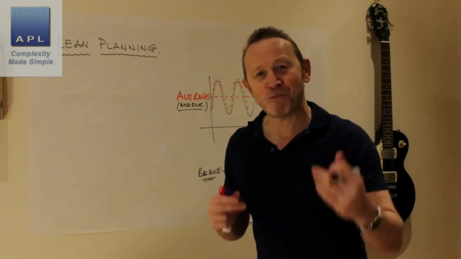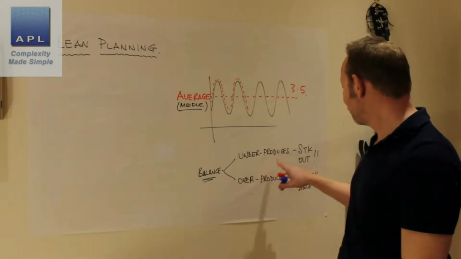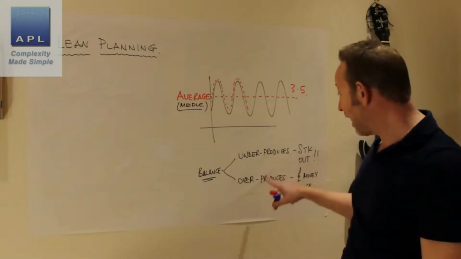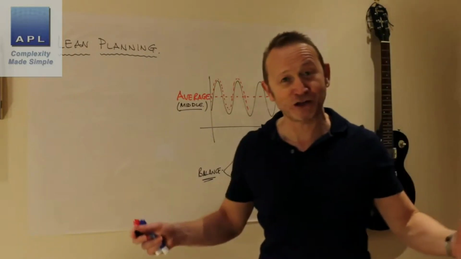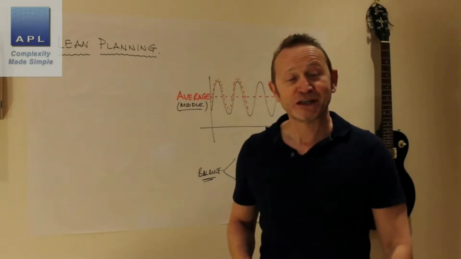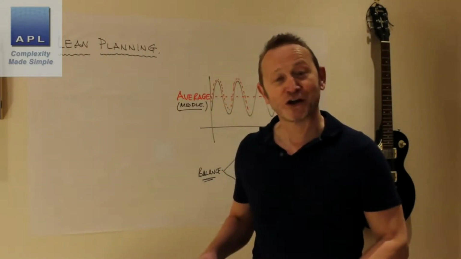So instead of making it complicated and underproducing until you stock out, then panicking and overproducing until the financial director gives you a slap and says, can we reduce the stock levels please?